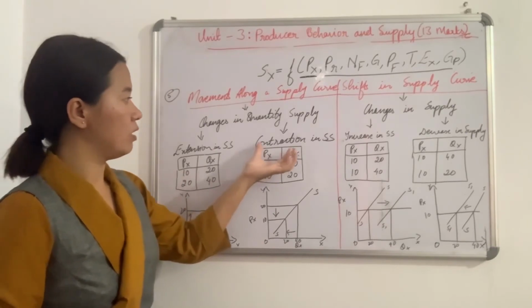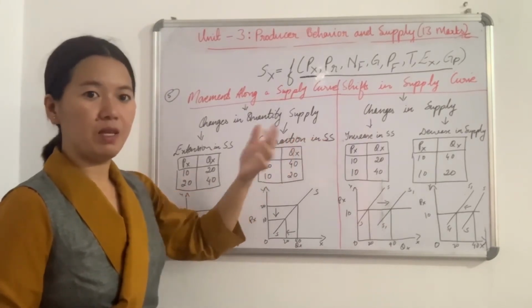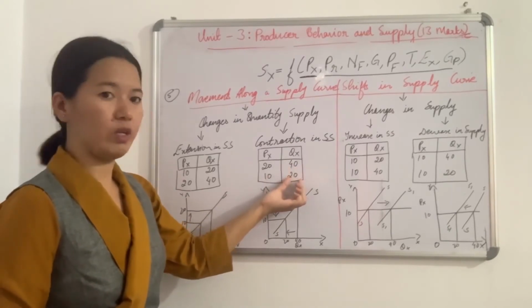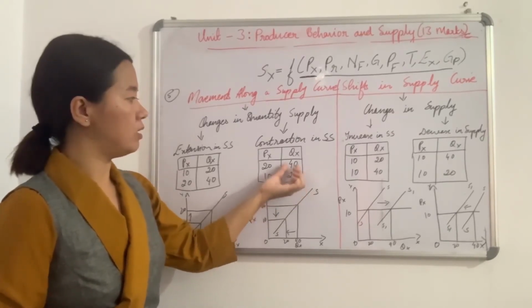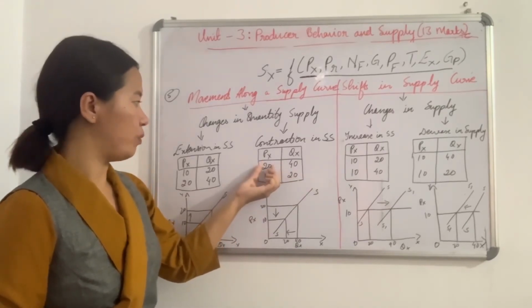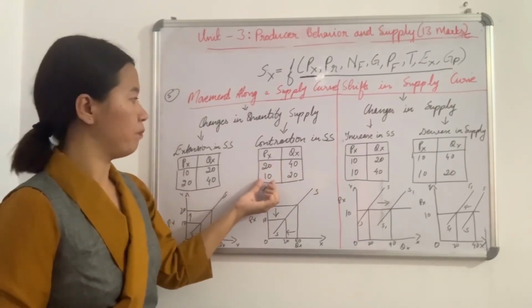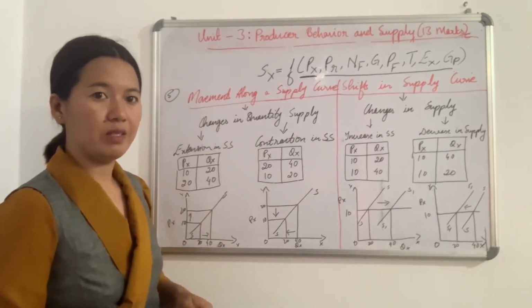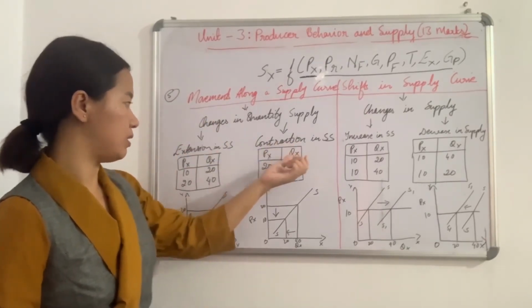And contraction in supply means a decrease in quantity supply from 40 units to 20 units. The decrease in supply is caused due to a decrease in price from rupees 20 to rupees 10. So the decrease in quantity supply due to a decrease in price is called contraction in supply.